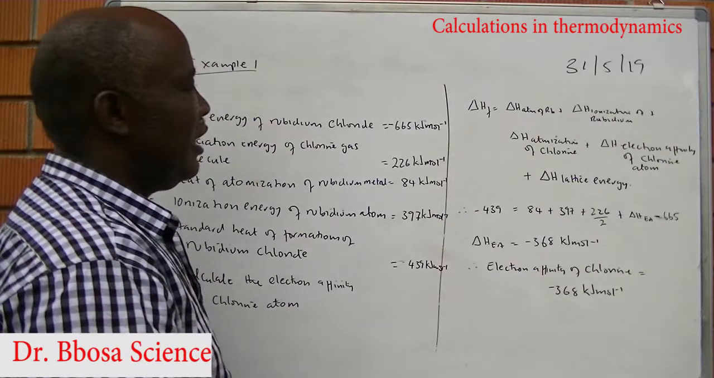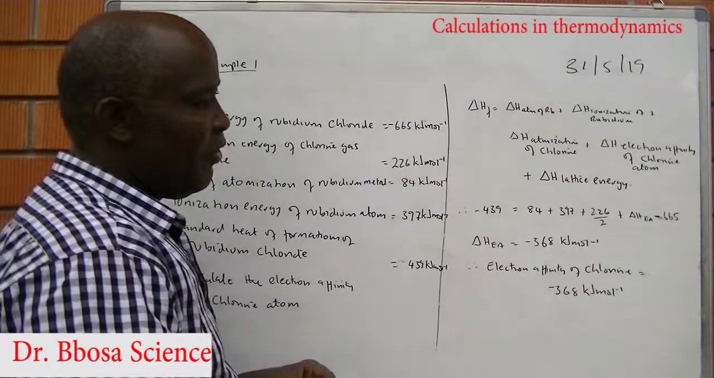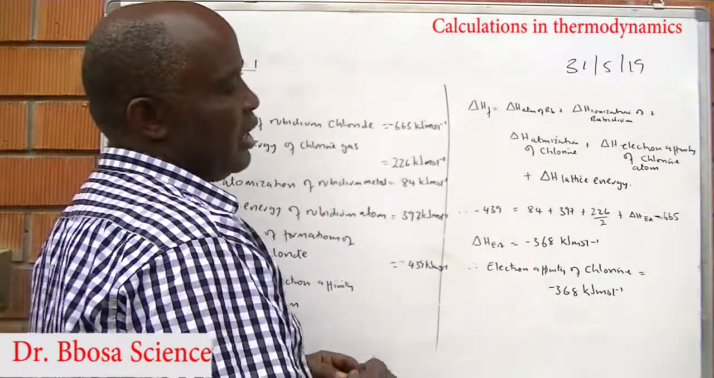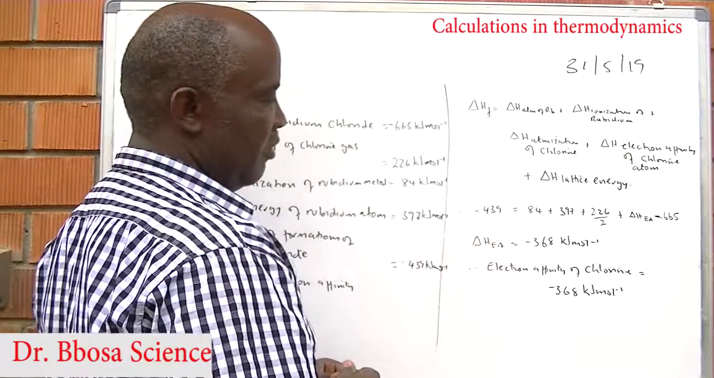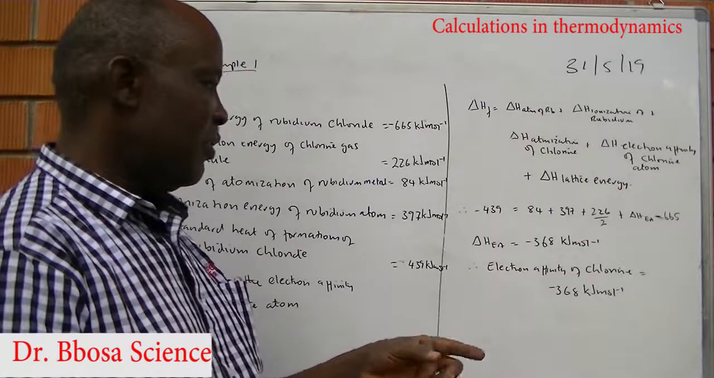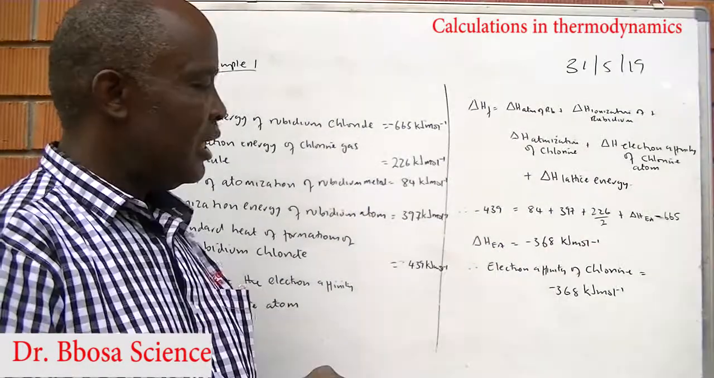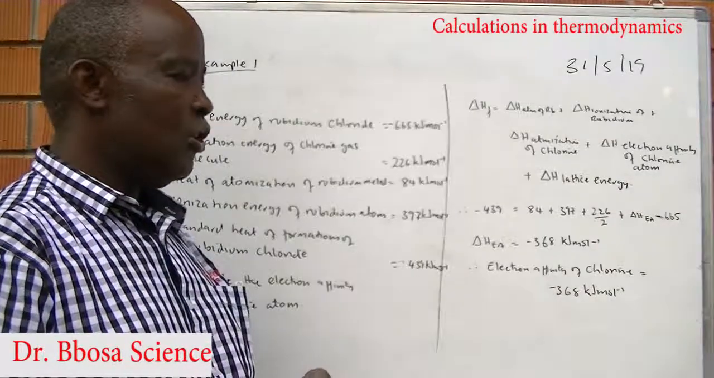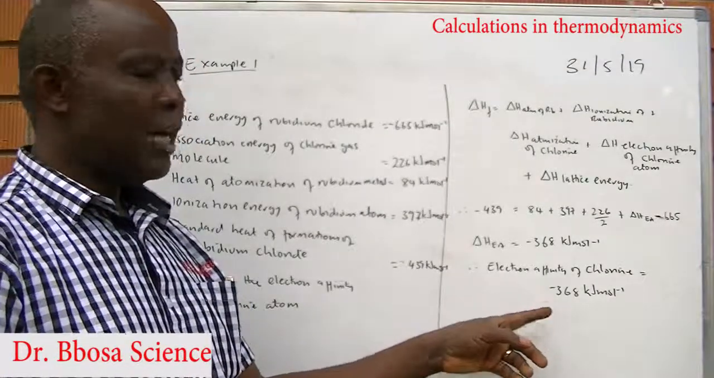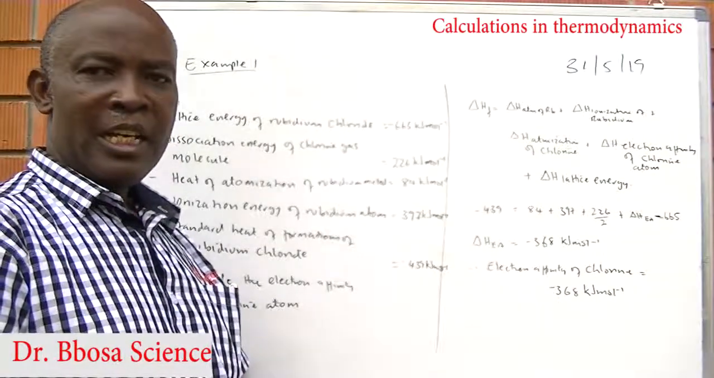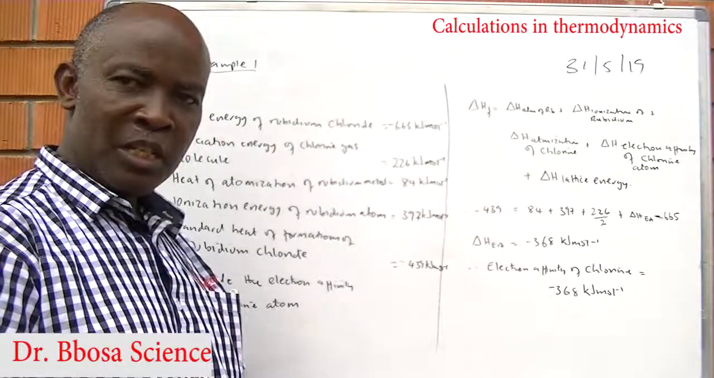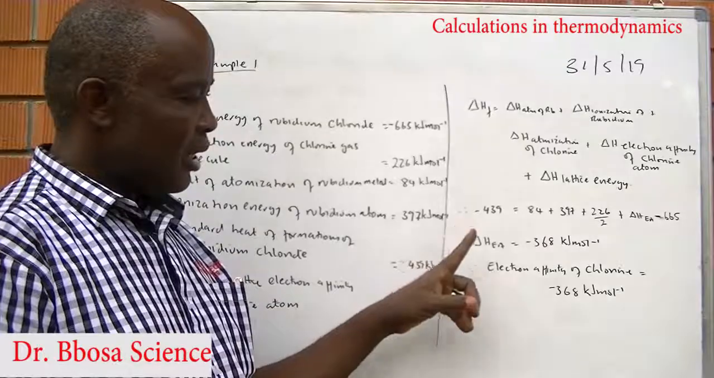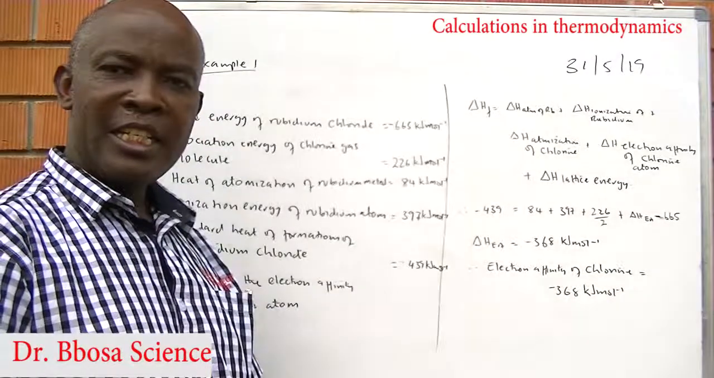lattice energy. When lattice energy is being formed, the sign is negative. When lattice energy is being broken, the sign is positive. Therefore, the lattice energy of chlorine is -368 kilojoules per mole. The negative sign indicates that energy is given out. So the enthalpy change of electron affinity of chlorine is exothermic.